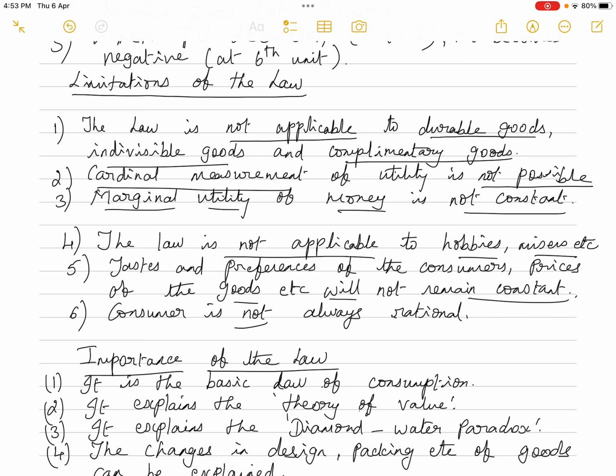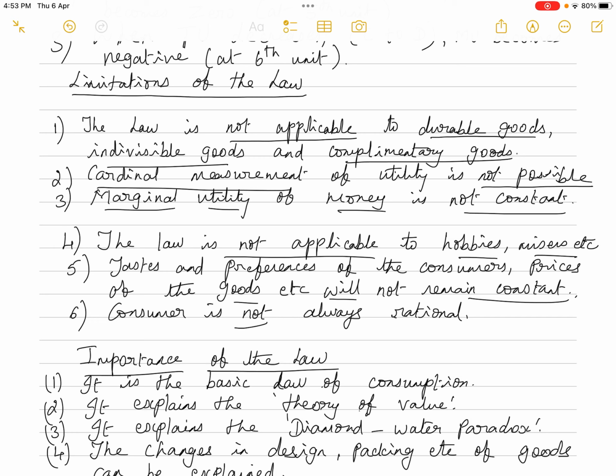The first one, the law is not applicable to durable goods, because mango is a perishable good. Only once can you consume one mango. But when you talk about the table, chair, bench, fan, fridge, TV and all, they are durable goods. You will keep on using them again and again. So you cannot calculate the satisfaction. You cannot say the satisfaction will keep on decreasing.